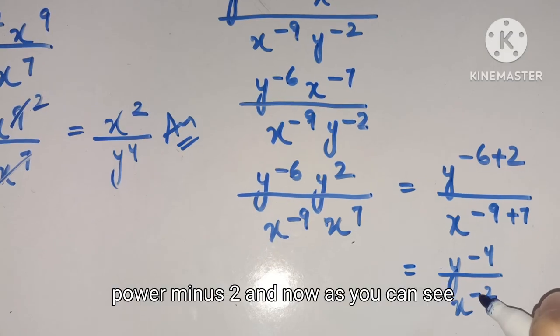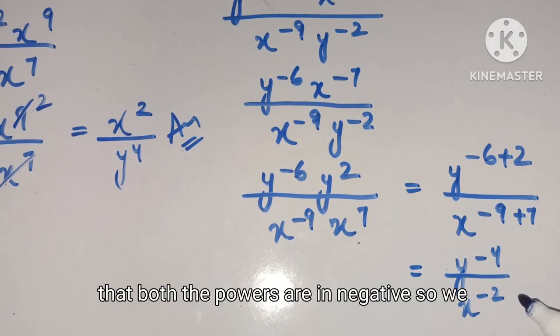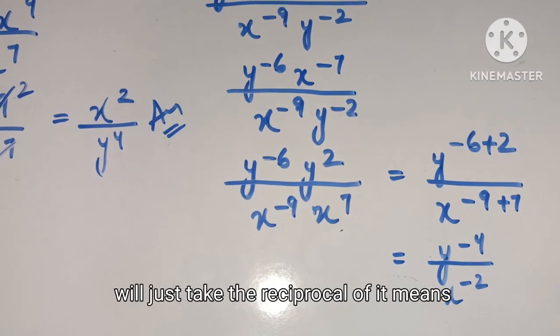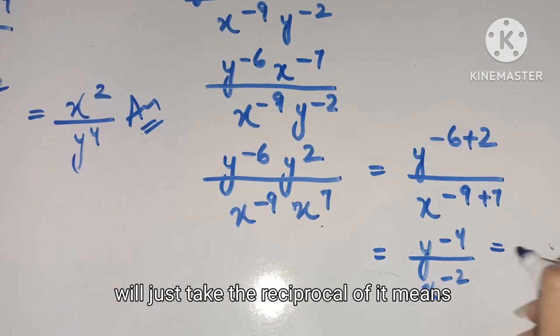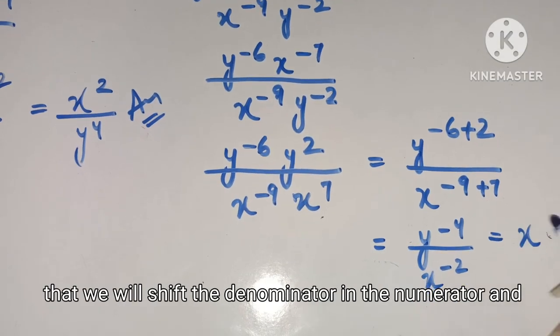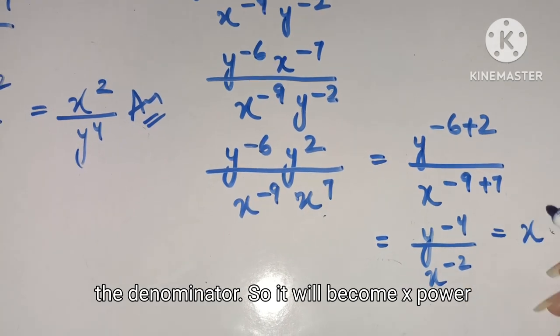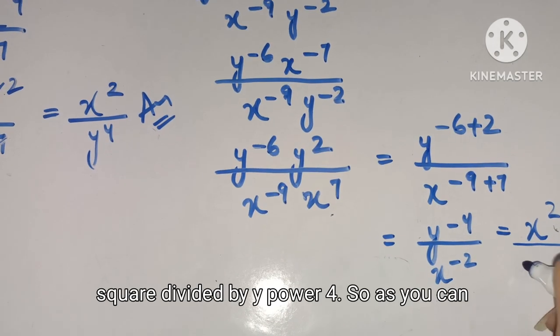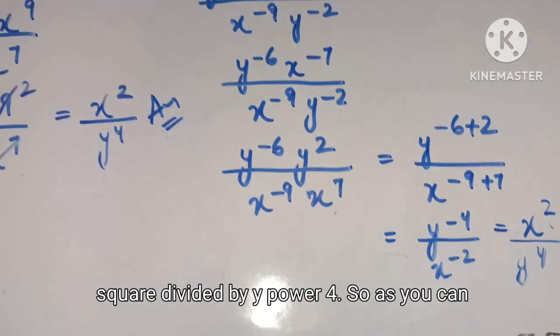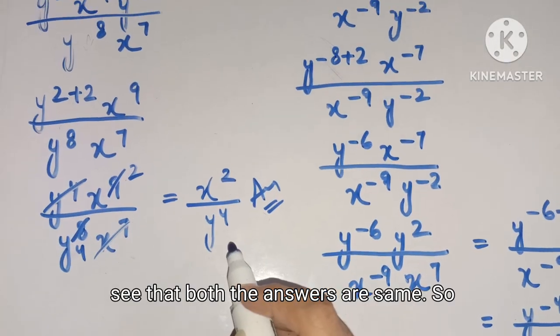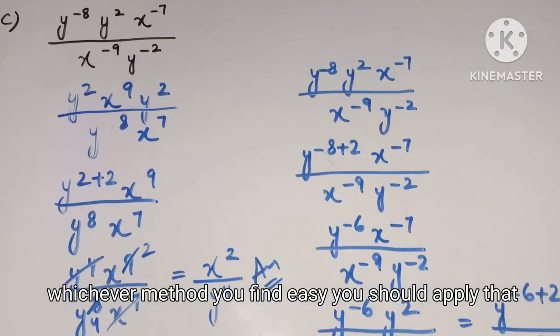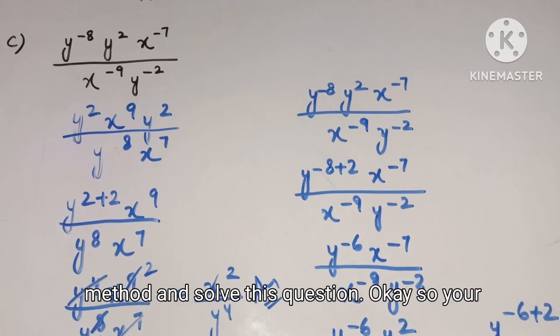And now as you can see that both the powers are negative, so we'll just take the reciprocal of it, which means that we will shift the denominator to the numerator and the numerator to the denominator. So it will become x power 2 divided by y power 4. So as you can see that both the answers are same. So whichever method you find easy, you should apply that method and solve this question.